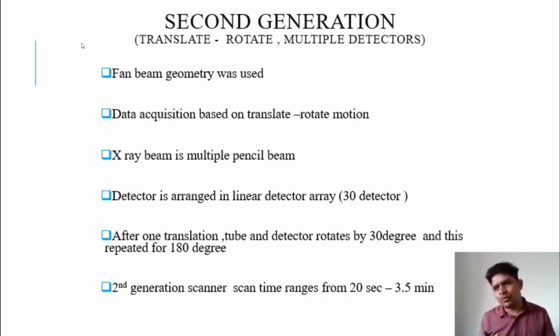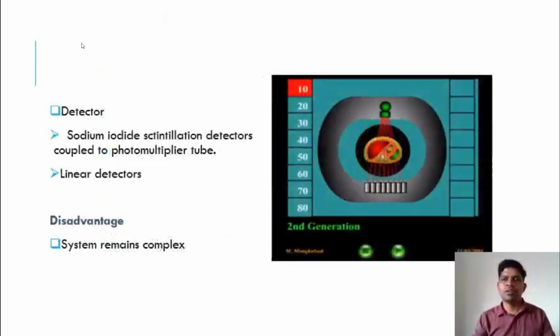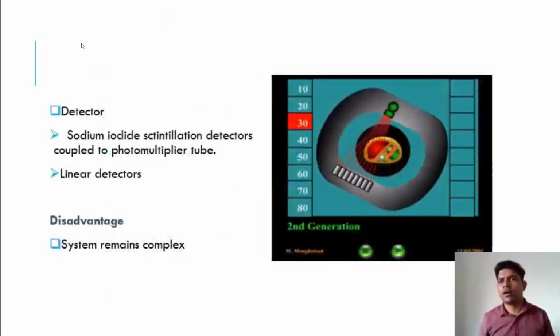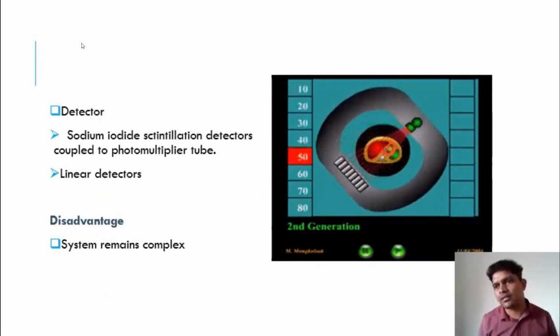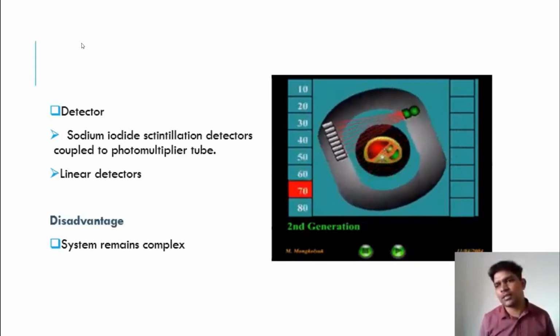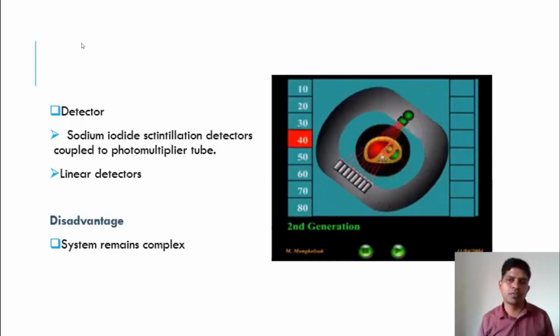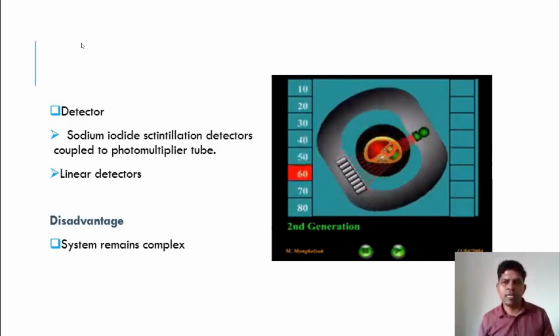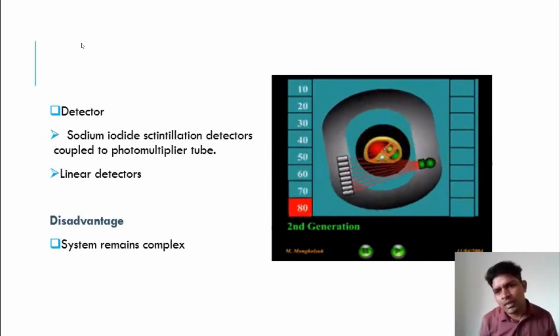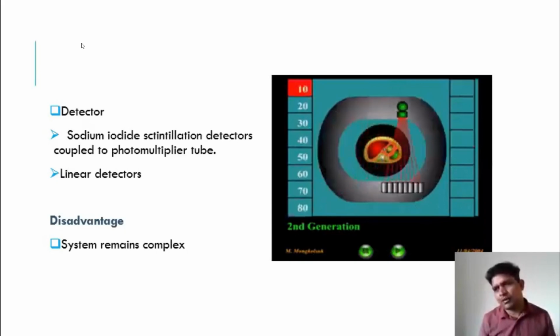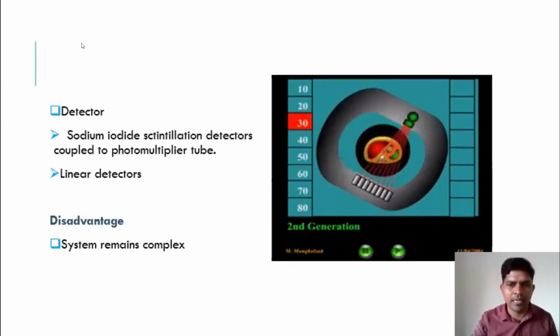So usually the whole scan was able to finish within 20 seconds to 3.5 minutes. You can see here the image of how the image was created. There is an X-ray tube and a detector moving at the same time, with translate and rotate motion. The detector was changed again; a sodium iodide scintillation detector was used, but the only disadvantage was that it was very complex. It's very difficult, a lot of complexity was there.